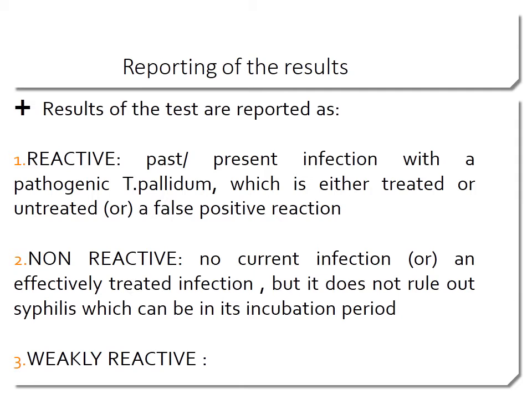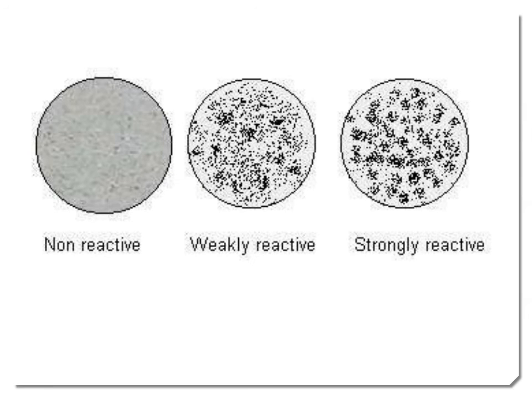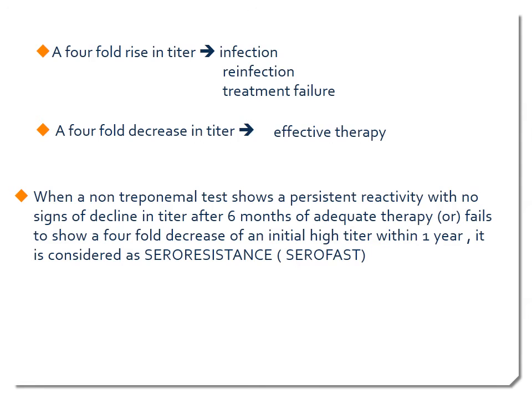Results: reactive means past or present infection with a pathogenic Treponema pallidum, which is either treated or untreated, or a false positive reaction. Non-reactive means no current infection or an effectively treated infection, but it does not rule out syphilis, which can be in its incubation period. And a weakly reactive one. This is how it looks when it is a qualitative one.